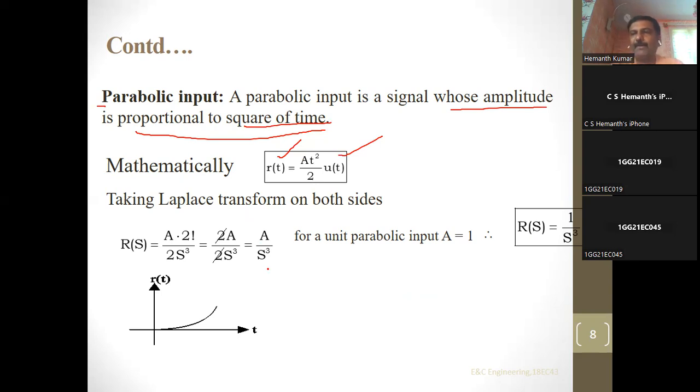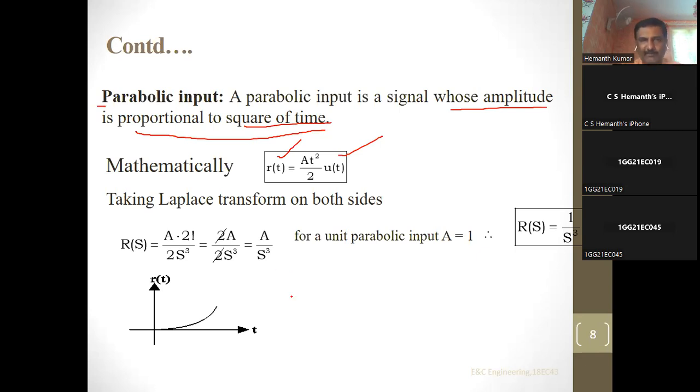Is it okay? Now, how about for ramp input? It is A divided by s square, normal ramp. For unit ramp, it becomes 1 by s square. Is it okay? How about the Laplace for parabolic input? A by s cube. For unit parabolic, I may take A is equal to 1, then it becomes 1 by s cube. Is it clear?